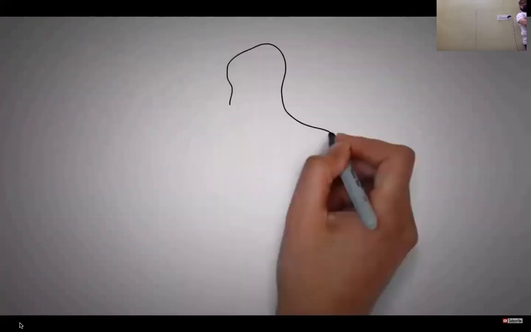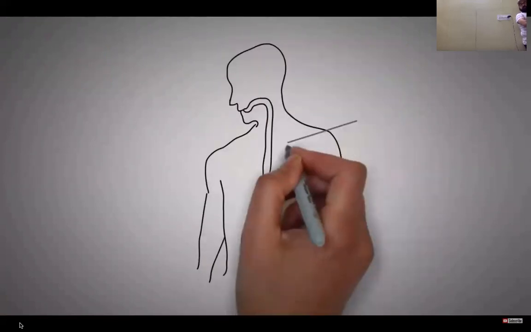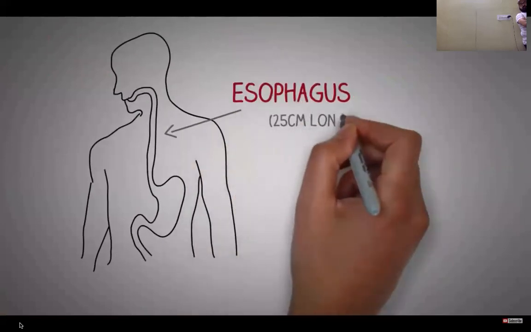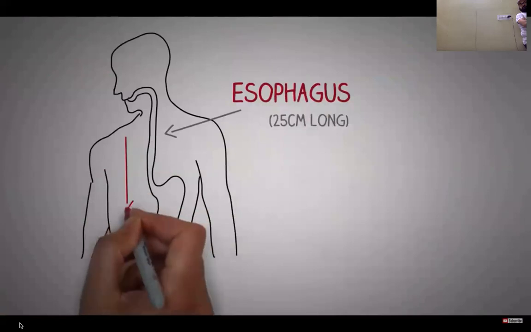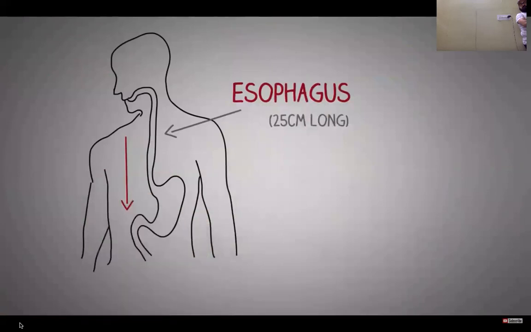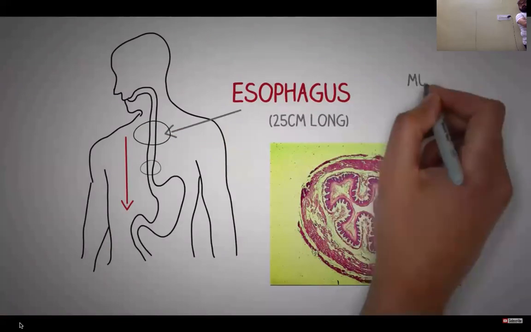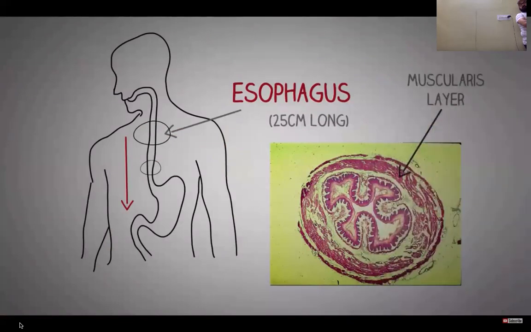The next part of the digestive system is the esophagus, which is a 25 centimeter long muscular tube through which the food passes into the stomach. It passes through the posterior mediastinum and enters the abdomen through a hole in the diaphragm and joins the stomach. The whole length of the esophagus contains smooth muscles which propel the food forward through muscular contractions known as peristalsis.